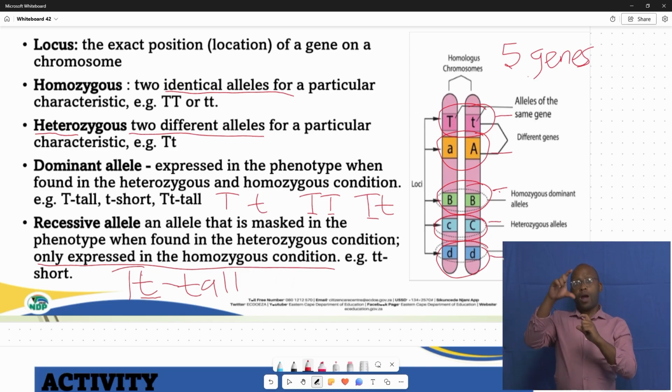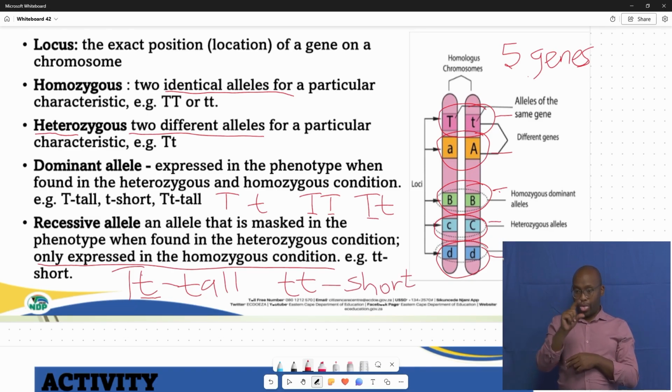It will only be expressed in its homozygous state, meaning we need to have 2 recessive alleles for it to be expressed in the phenotype. So an organism will only appear short when they have inherited 2 recessive alleles that are the same. Now, we need to look at an activity so that we can see that we understand what we are talking about with these alleles.